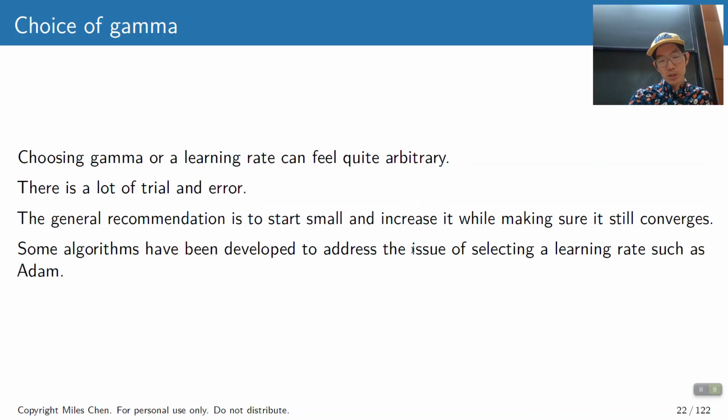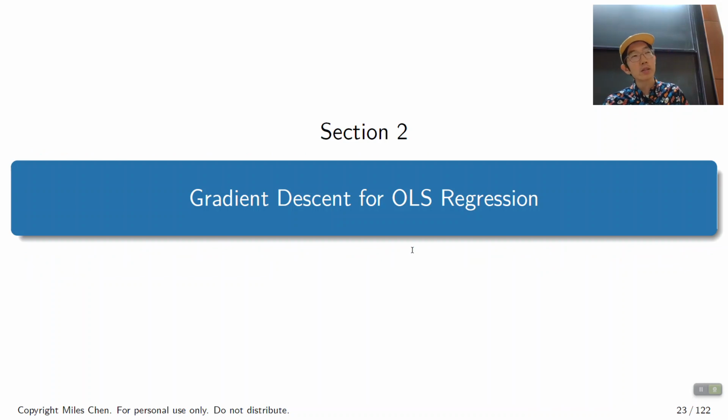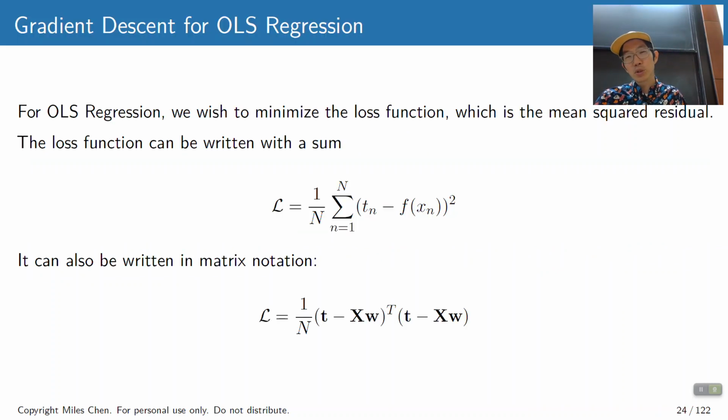So right now we're just going to leave it and just use some guess and check. Okay. All right. So let's go ahead and apply gradient descent to this familiar problem of ordinary least squares regression. In ordinary least squares regression, the loss function, the function that we are trying to minimize, our objective function, is the mean squared errors, or mean squared residuals.